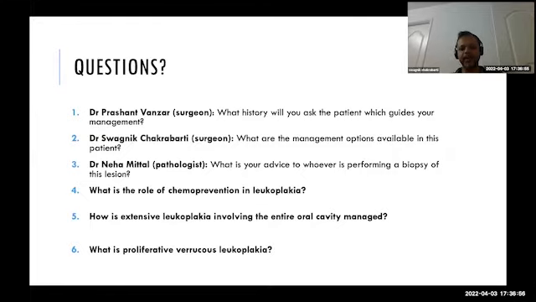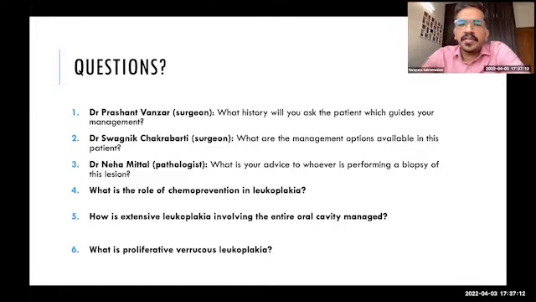If it regresses, we'll observe. If it stays or increases or there is some symptom that points towards malignancy, we go for a re-biopsy of the lesion. Okay, so I think that point is very well made.